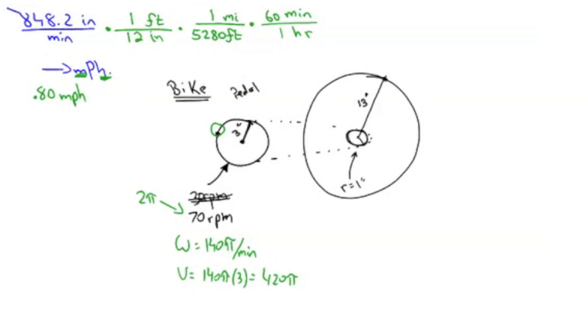Of that chain. This whole chain is moving around at 420 pi inches per minute, if you really want to be precise. You want the other one. I'm getting there, but you can only do one piece at a time.